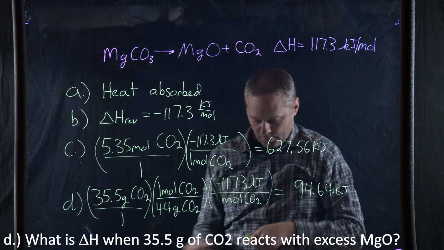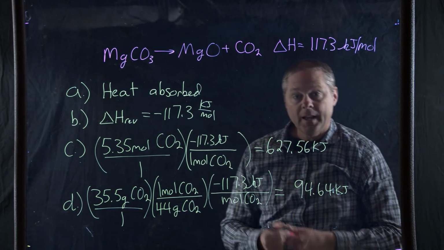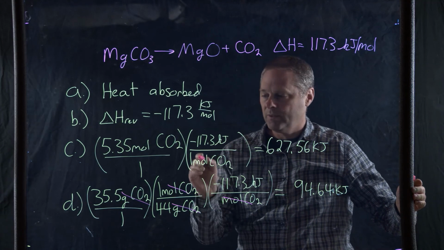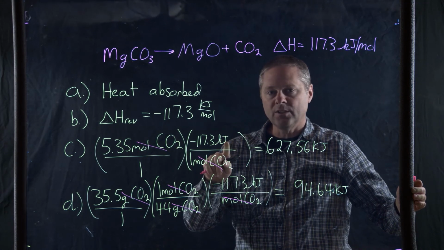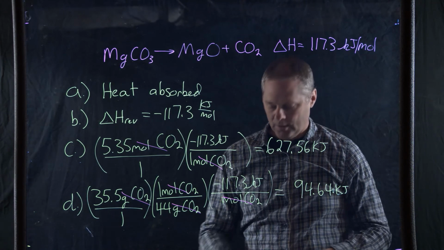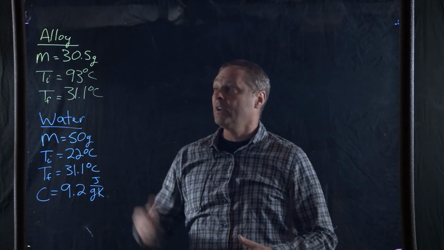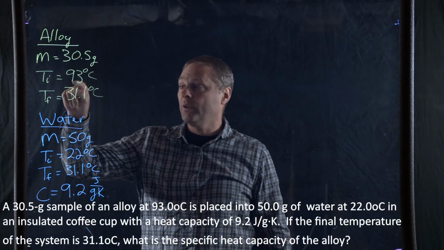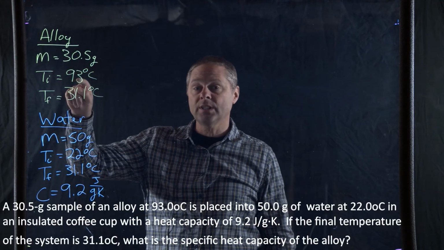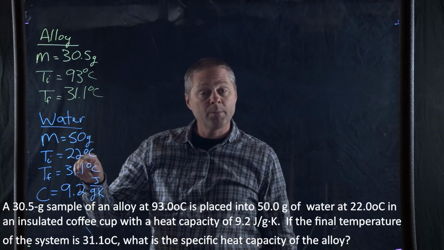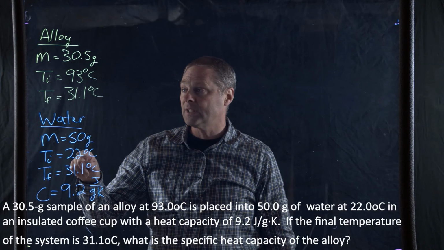Now, the one thing I forgot to mention, and I apologize for that, is that our units cancel in the following step. And we're left, in this case, in units of kilojoules. Here we're left in units of kilojoules. Okay? It's going to deal with calorimetry, all right? So what we have is a 30.5 gram sample of an alloy with an initial temperature of 93 degrees Celsius is going to be placed into 50 grams of water, and the initial temperature of that water is going to be 22 degrees Celsius.